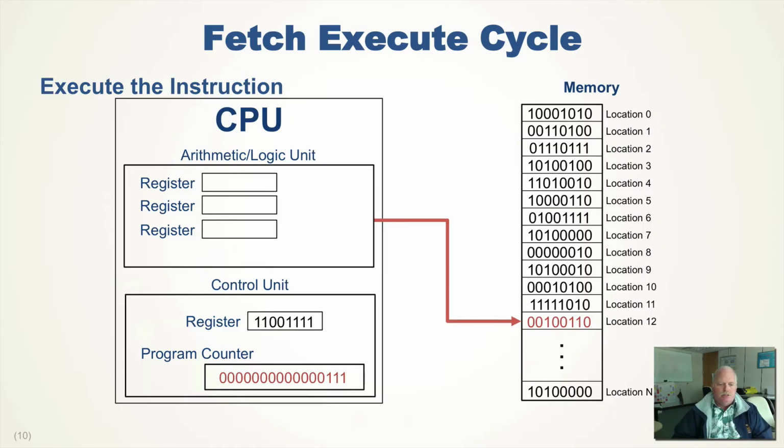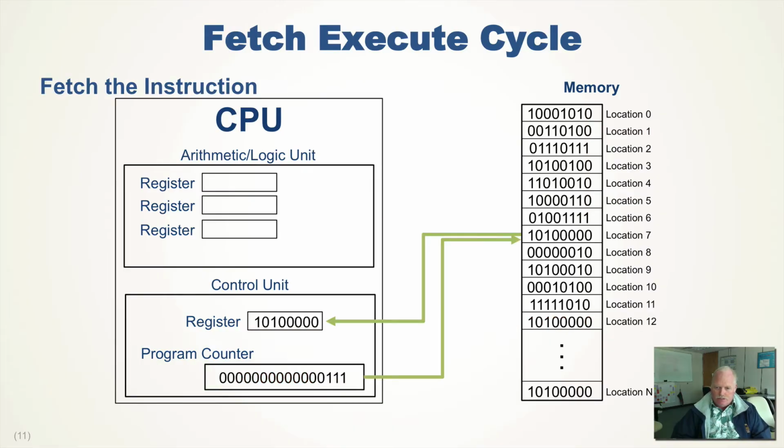Or maybe it says, just add those two registers together, or divide them, or shift them, or whatever. You execute whatever that instruction is, one step. And then you increment the program counter. So we say there's the next location that we're going to fetch the next instruction. So we did increment it, so we're going to go grab location 7.